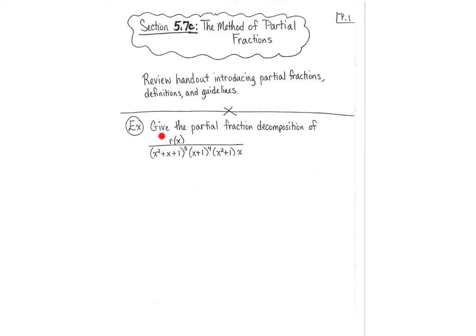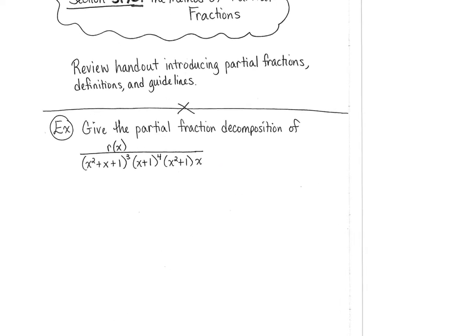Okay, so right now we're going to start out by giving the partial fraction decomposition of r of x divided by the quantity x squared plus x plus 1 cubed times the quantity x plus 1 to the fourth times the quantity x squared plus 1 times x. Notice that x squared plus x plus 1 and x squared plus 1 are irreducible quadratics, which means that they have no real zeros.